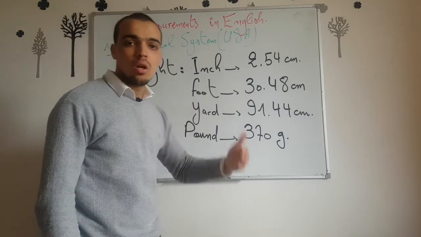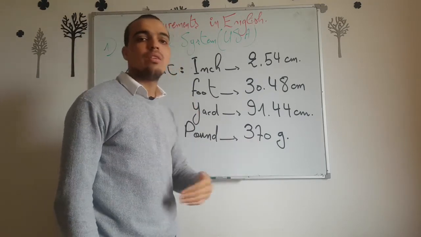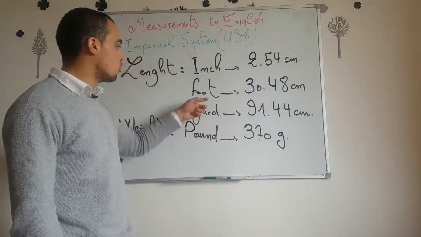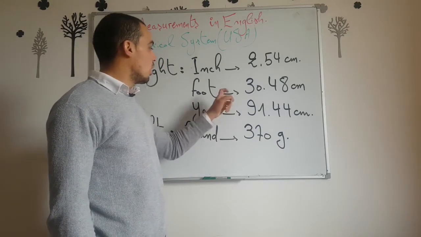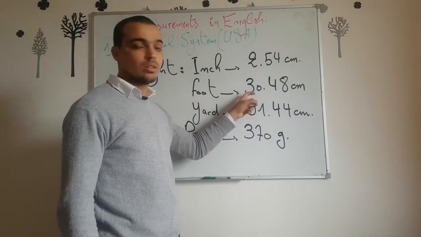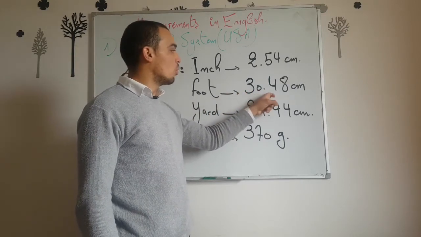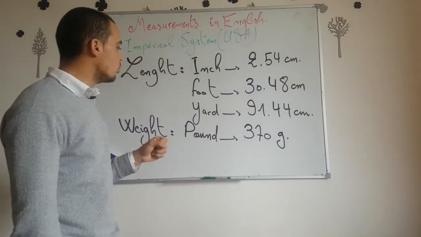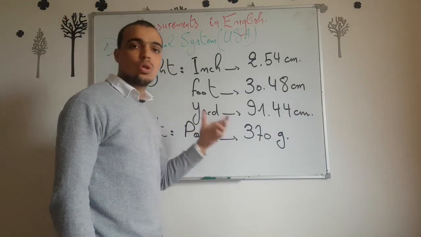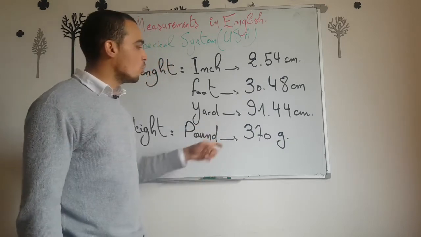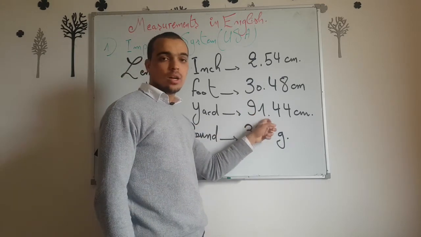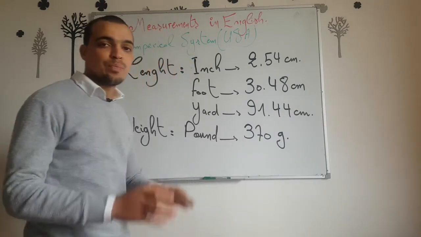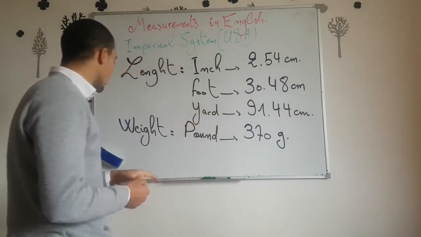Another measurement is the foot. They use it a lot, okay? The foot instead of the meter. The foot is equivalent to 30.48 centimeters. The third one is the yard, which is equivalent to 91.44 centimeters.